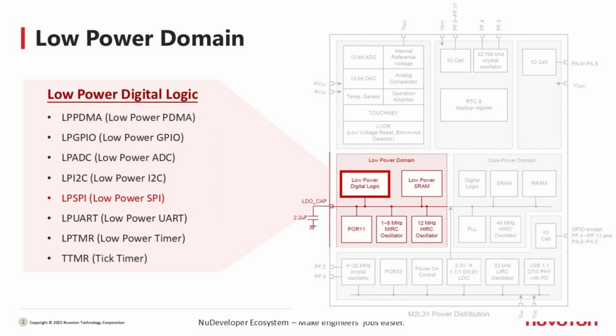This module allows the MCU to maintain SPI master communication capability even while staying in sleep mode, and it can work together with modules like LP timer and low power PDMA. A very typical use case is periodically reading data from a low power sensor. We also provide an application note and example code using the M2L31 series together with a low power pressure sensor. For more details, you can check out the Low Power SPI example video in the training playlist.